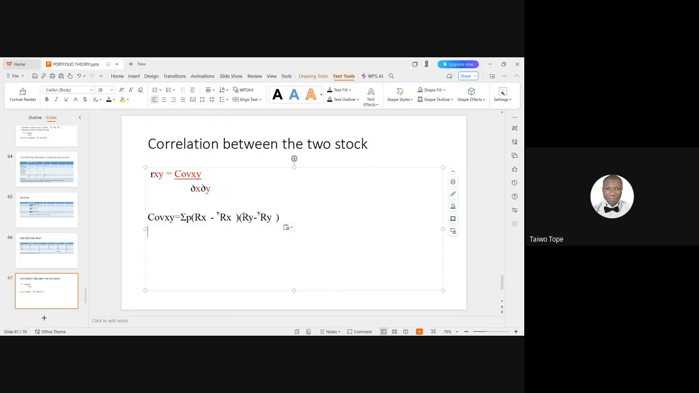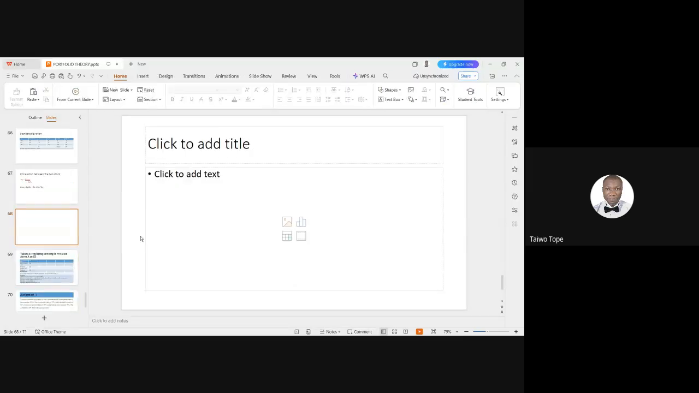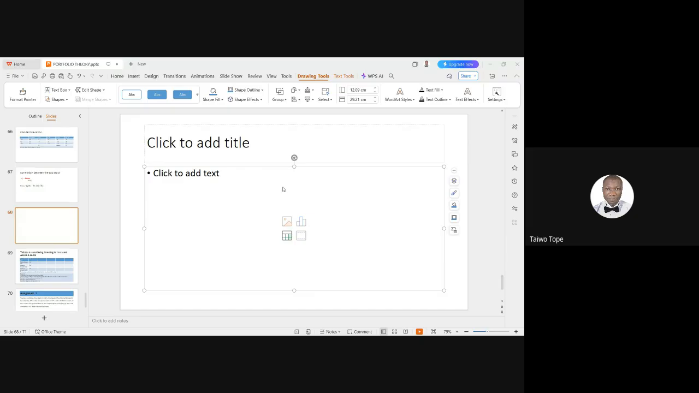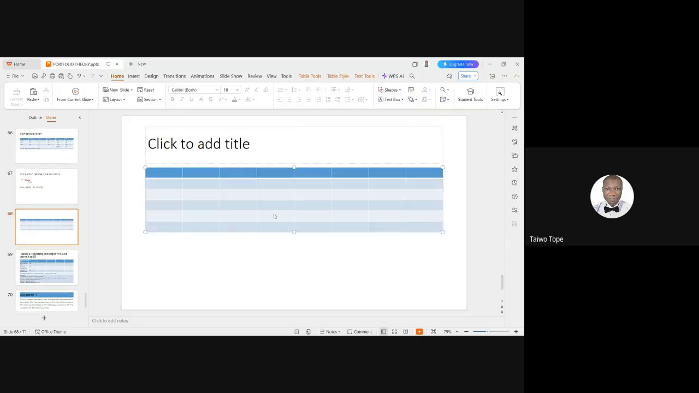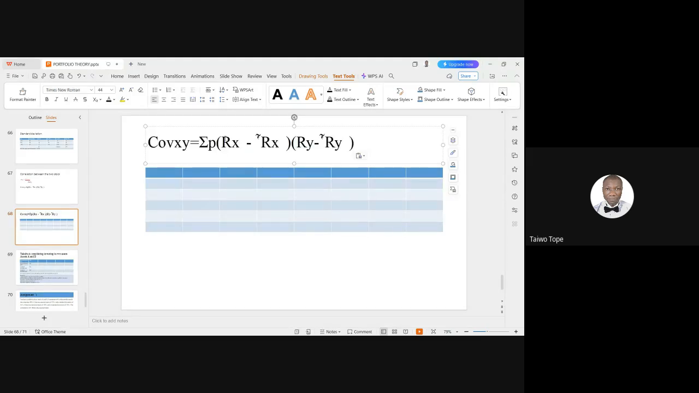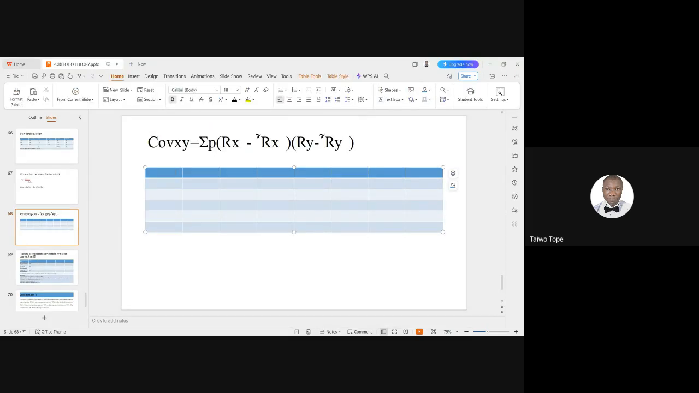Now, for us to make this work easy, we can come up with a table to analyze each of those variables of the covariance. Let's paste our formula here. Now, what is our P? What are the values of P in the question? We have 0.3, 0.5, and 0.2.